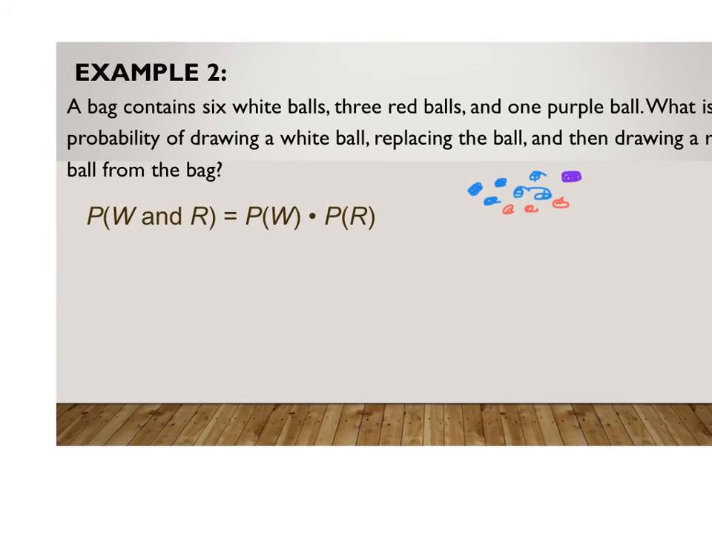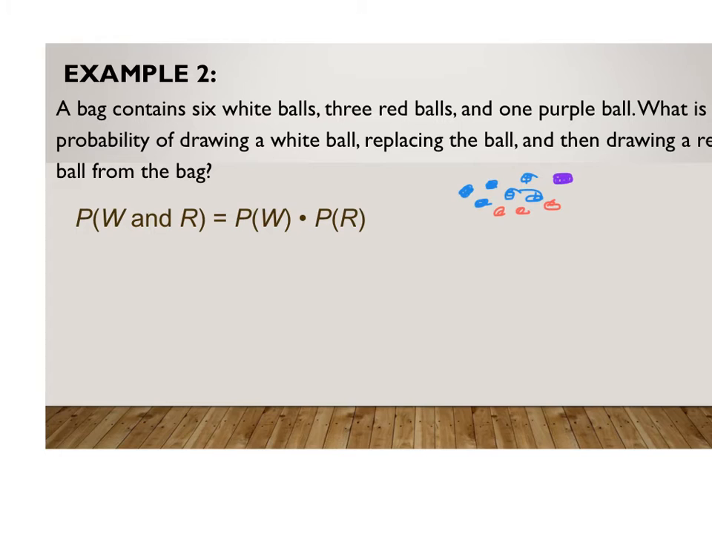Okay. So these actually end up independent because I'm putting the ball back in. It's not dependent. If it was dependent, it would change things. This is independent, since I'm putting the ball back. If I wasn't putting it back, it would be dependent.